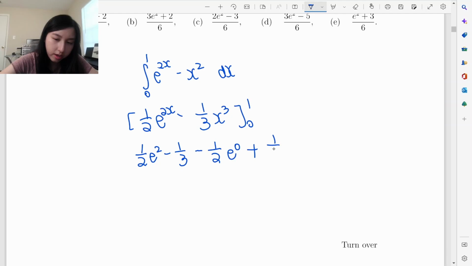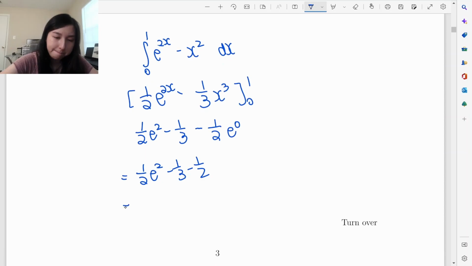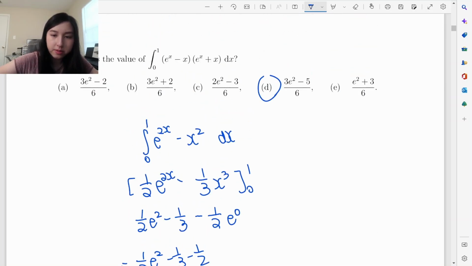plus 1/2. Alright. Combine these: 1/2 e squared minus 1/3 minus 1/2. The denominator is 6: 3e squared minus 2 minus 3, minus 5. That's it. It's going to be D.